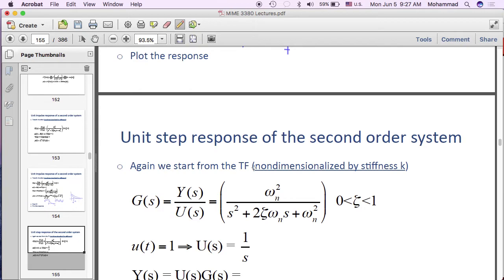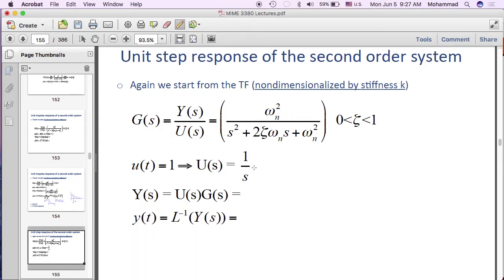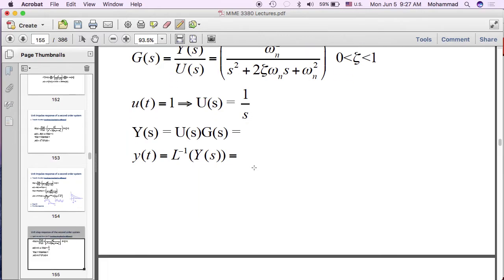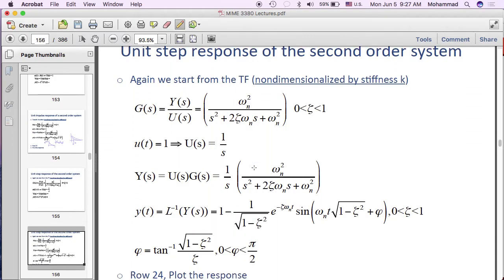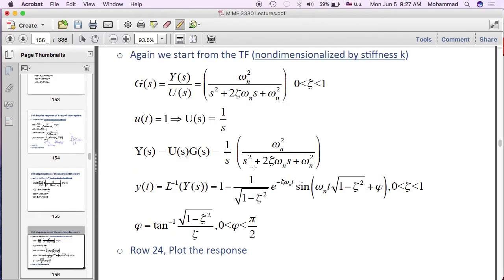So that was unit impulse response. We can do the same thing for unit step response. Again, in that case, U of s would be 1 over s. You multiply it by the transfer function, and you will find the inverse Laplace. And inverse Laplace is captured in the tables that I included in the slides in row 24. So in row 24, what you will find is a similar function.